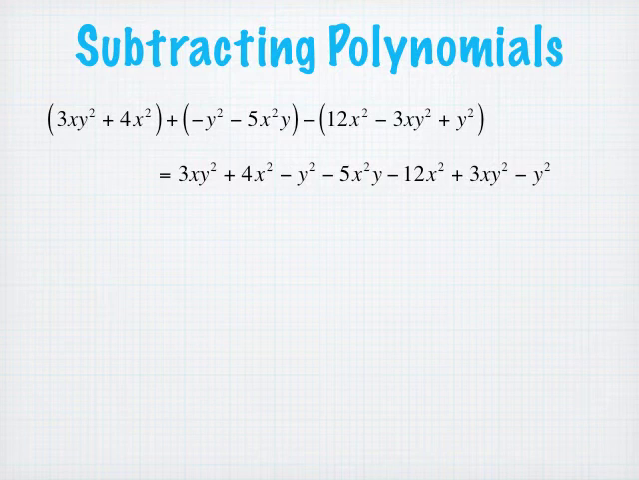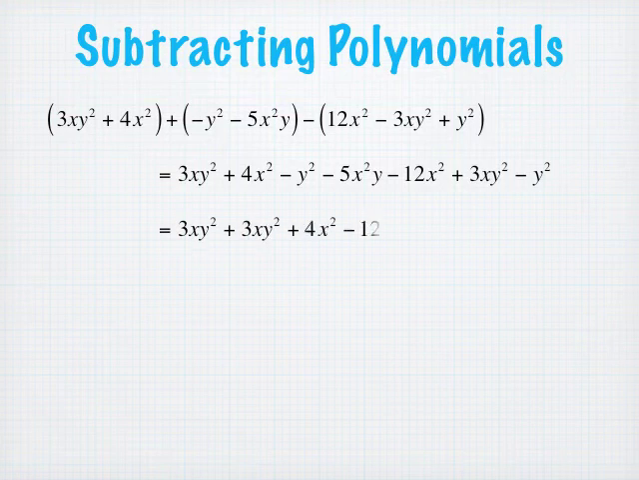So we have 3xy squared. Are there any more xy squareds? Yes, there's another 3xy squared. All right. On for the next one, 4x squared. And there's a negative 12x squared. Okay, and then the y squared, there's another y squared.